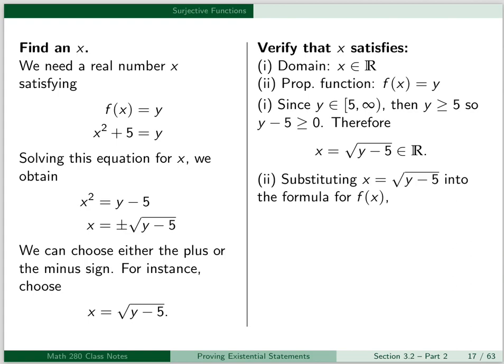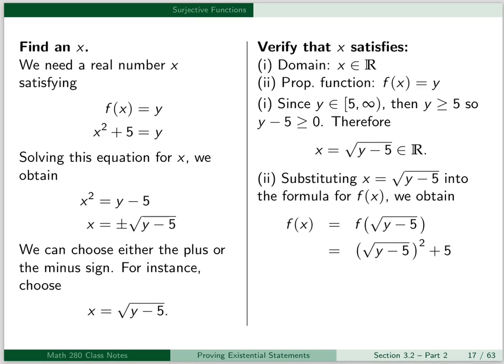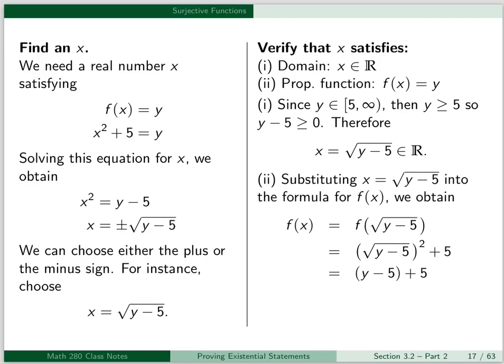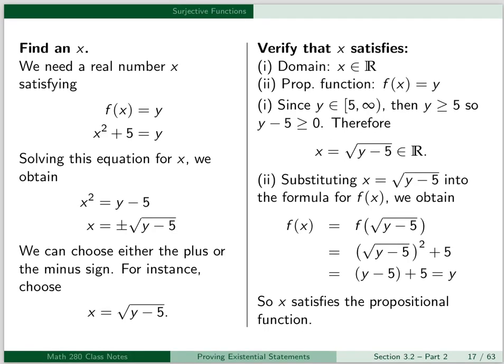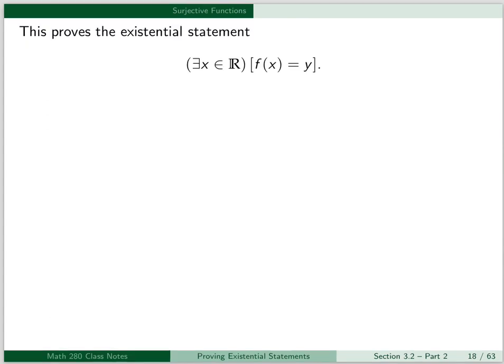Now for the propositional function, we can substitute our x equals square root of y minus 5 into the formula for f of x, and we obtain f of x is f of the square root of y minus 5, which will be the square root of y minus 5 squared plus 5, which is y minus 5 plus 5, which is equal to y. So x satisfies the propositional function. So this proves our existential statement: there exists an x in R such that f of x equals y, and thus f is surjective.